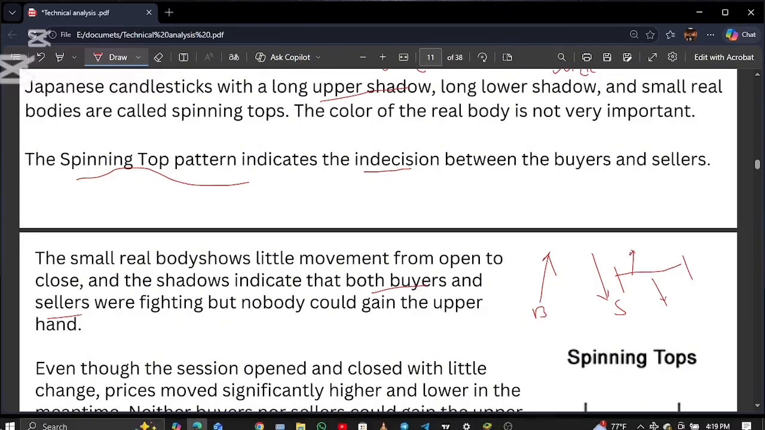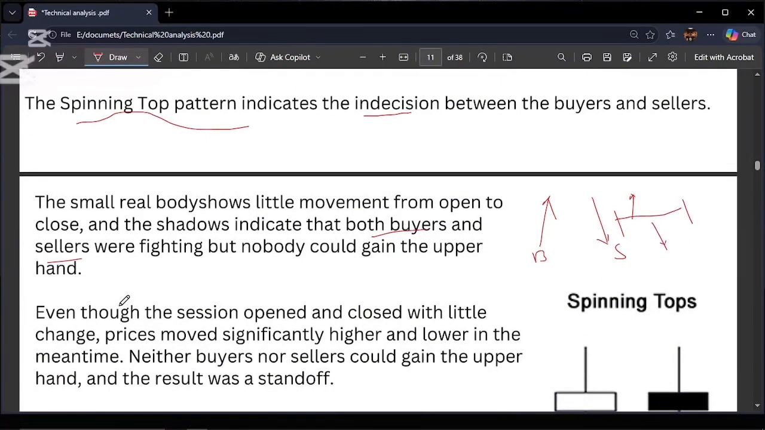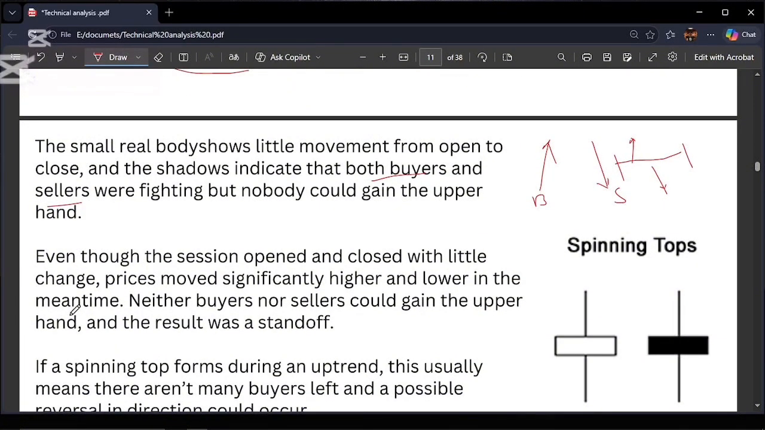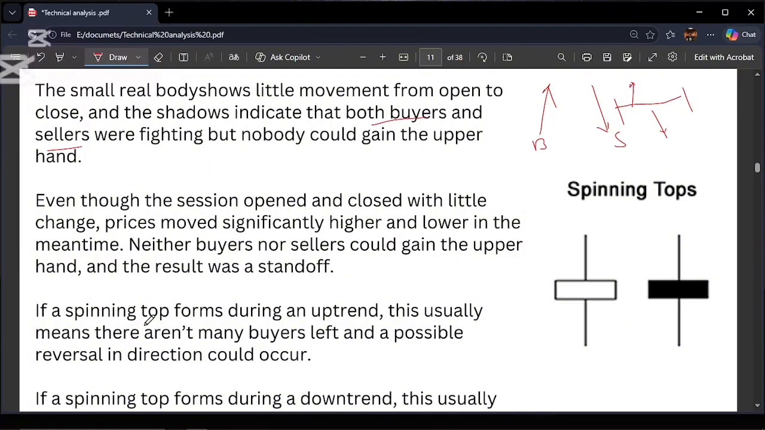So basically, that's what we should know about those candlesticks. Another thing you should know is that even though the session opened and closed with little change, prices moved significantly higher or lower in the meantime, but neither buyers nor sellers could gain the upper hand, and the result was a standoff.